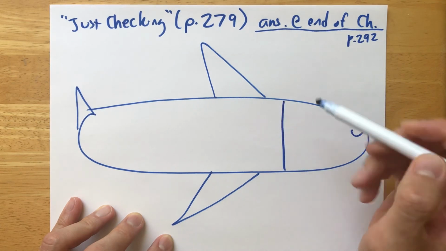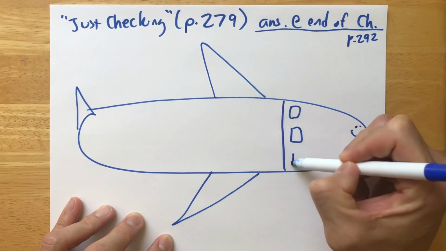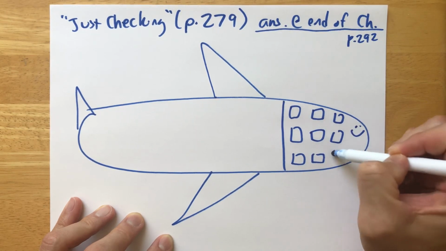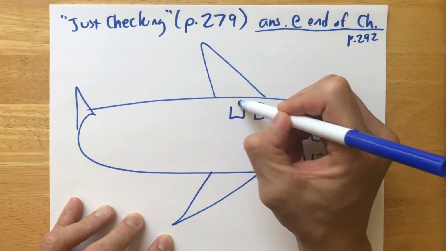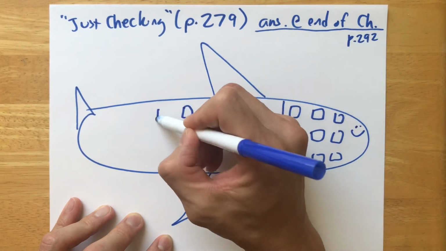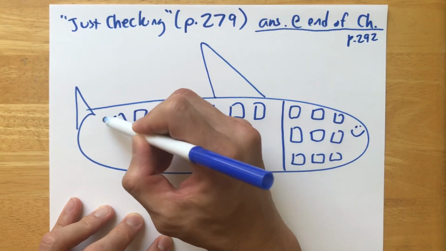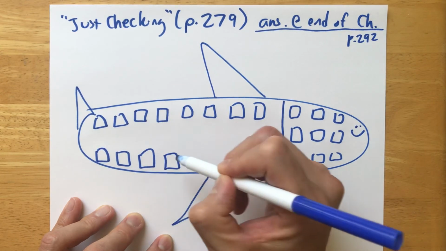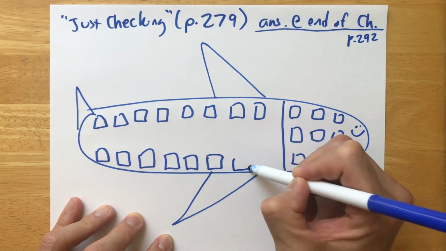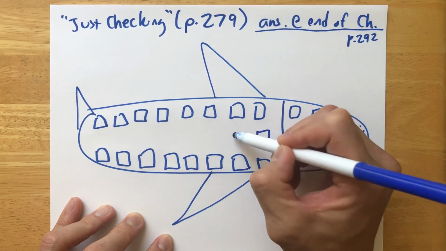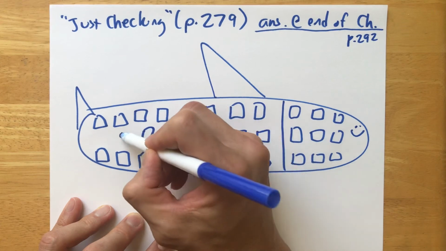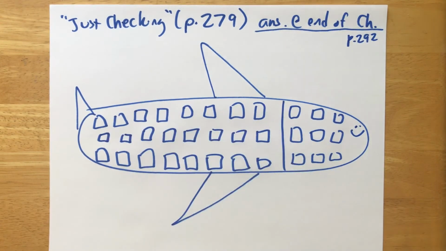Let's see. So we have a chair right there. So these are all seats. You can fast forward through this part if you want. If you're making fun of my drawing, I would like to see your drawing of an airplane and see if it's any better than mine. Okay, so those are seats in our airplane.